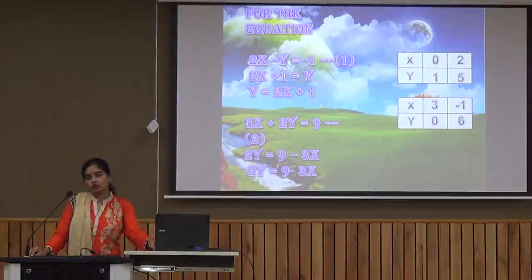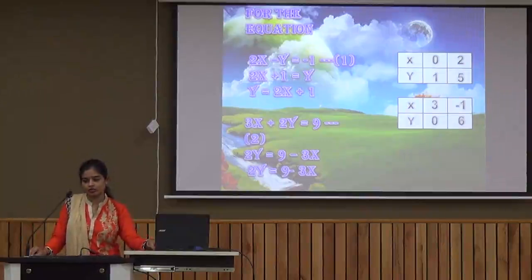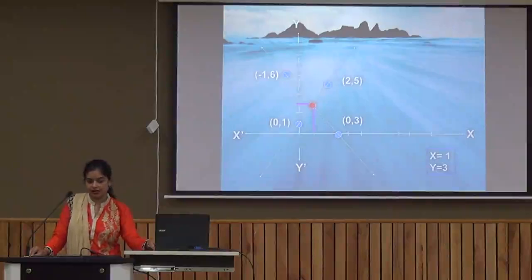Now we have to plot these values for both equations separately on graph paper, as we have done in class 9 also. This is the graph. When we plot the values of x and y for both the equations and join the points, you will get the intersection point of these lines, represented by the red dot. This is the intersection point of both the lines, and the coordinates are x equal to 1 and y equal to 3.